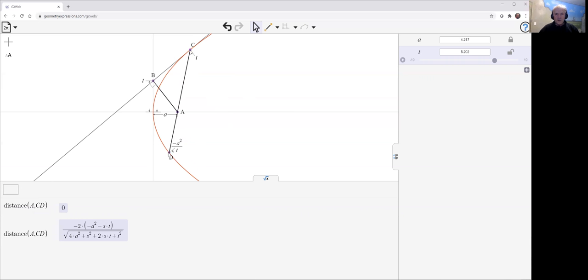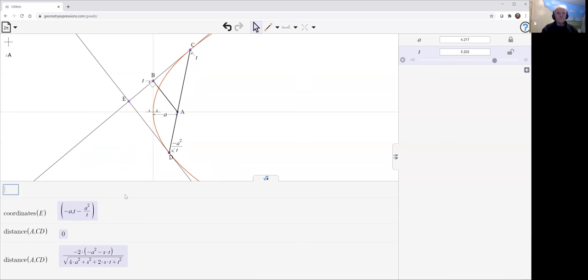Now we'd like to look at the intersection of the two tangents, which is this point here. Let's have a look at its coordinates. Oh, we see its x coordinate is minus A. That puts it on the directrix, which is the line x equals minus A.